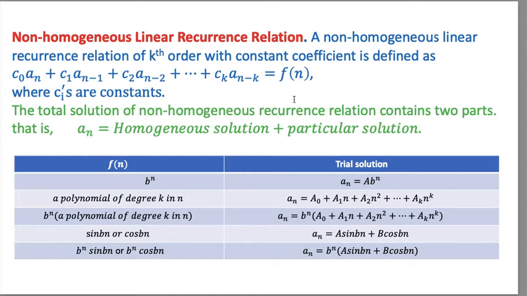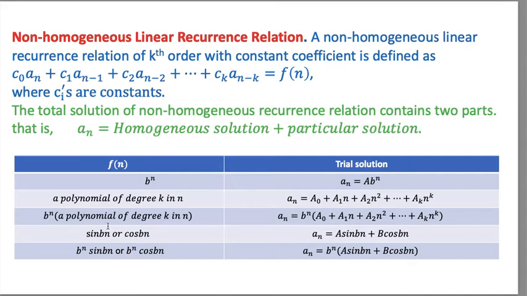To obtain the particular solution of this non-homogeneous recurrence relation, we will use a trial solution. If the function f(n) is of the form b^n, then we will write a_n equal to a·b^n as a trial solution. If f(n) is a polynomial of degree k in n, then we will write the trial solution as a0 plus a1 n plus a2 n^2 plus ... plus ak n^k. The degree of the trial solution and the degree of the polynomial is the same. If the polynomial is multiplied by b^n, then the trial solution is also multiplied by b^n.